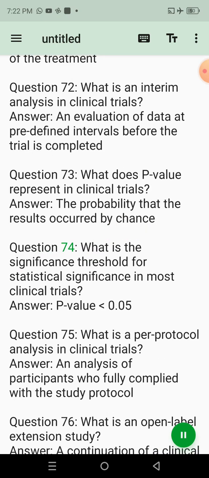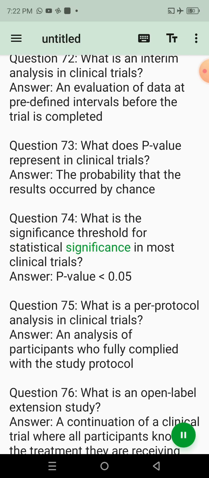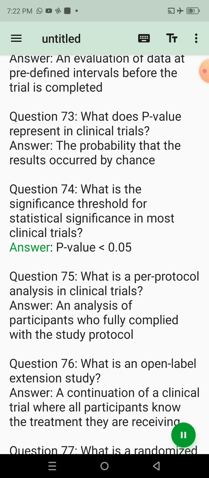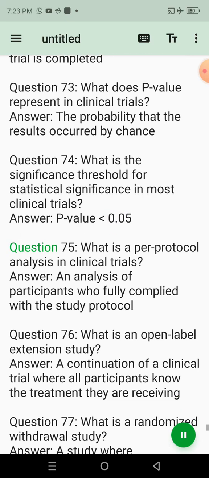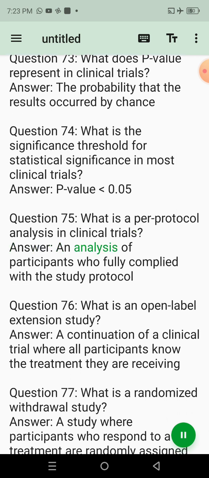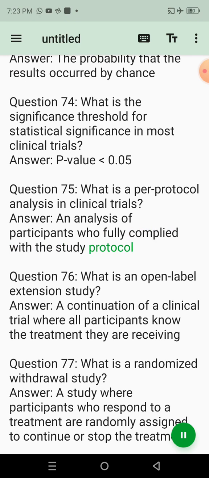Question 74. What is the significance threshold for statistical significance in most clinical trials? Answer: p-value less than 0.05. Question 75. What is a per-protocol analysis in clinical trials? Answer: an analysis of participants who fully complied with the study protocol.